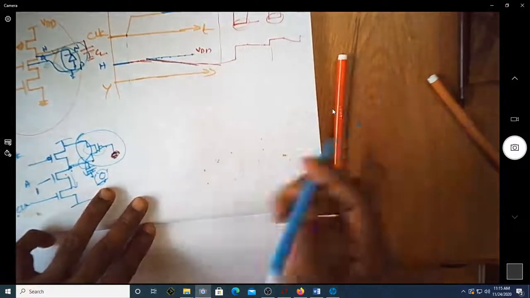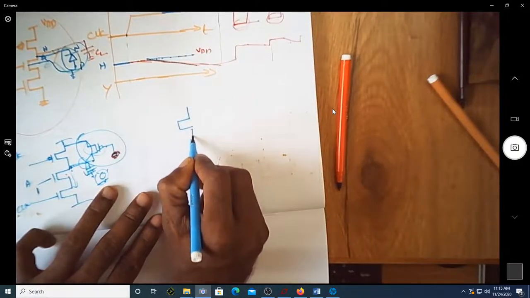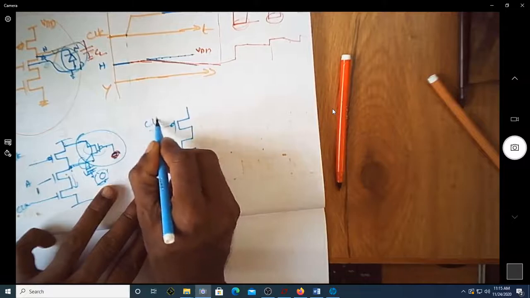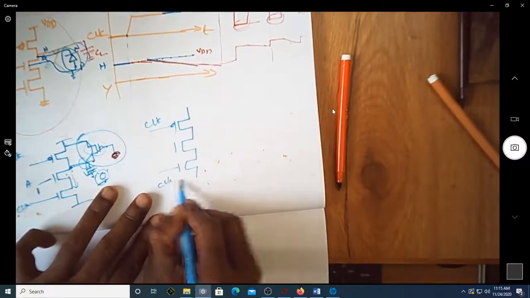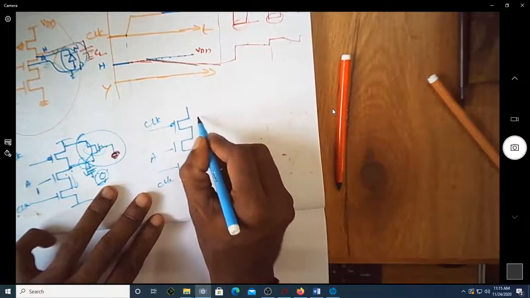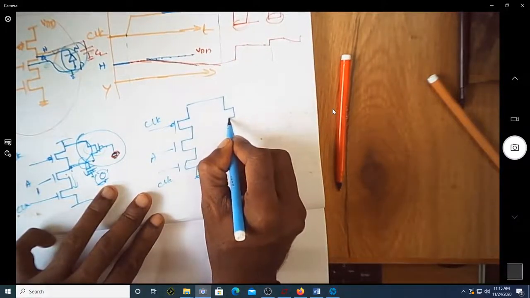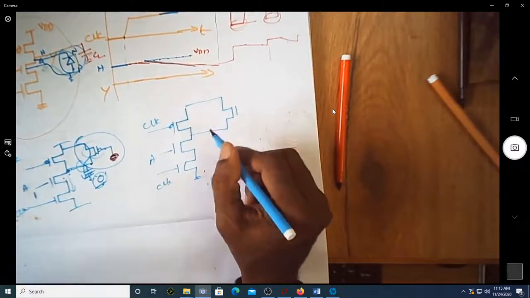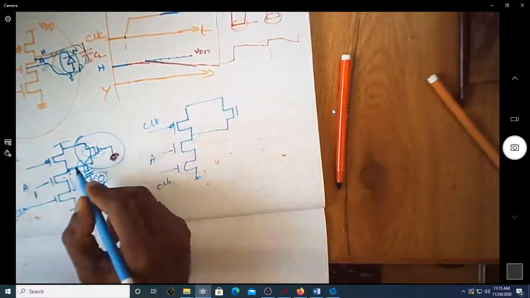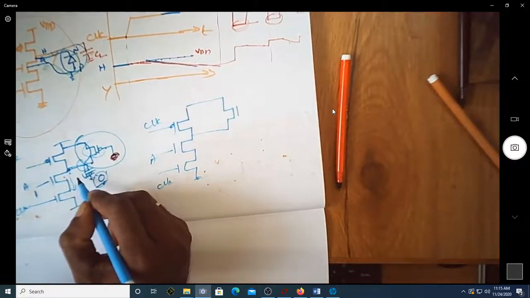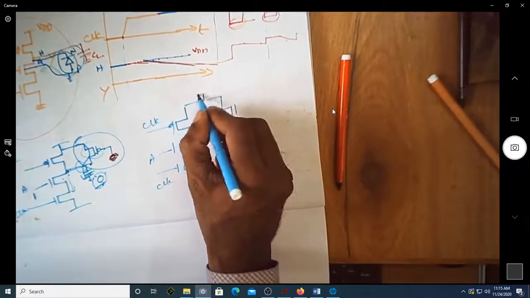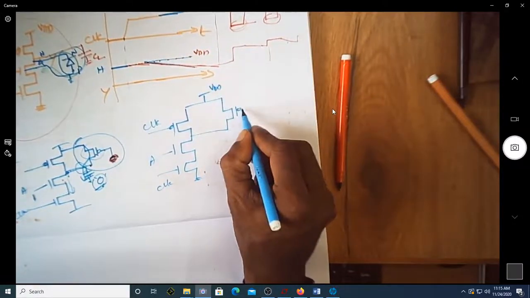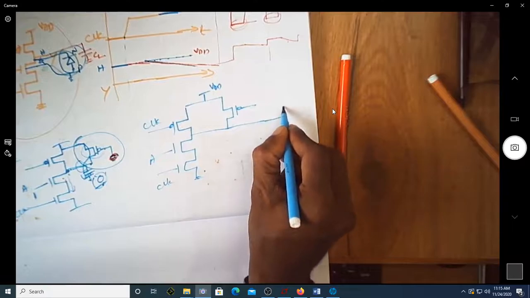So what I'll do is, there is a slightly modified circuit here. This is the clock for pre-charge, this is the clock for evaluation, this is the A input. I'm going to use a bleeding transistor. The reason for the name bleeding transistor is that whatever charge is lost due to charge leakage will be compensated by this bleeding transistor. So this is now VDD.